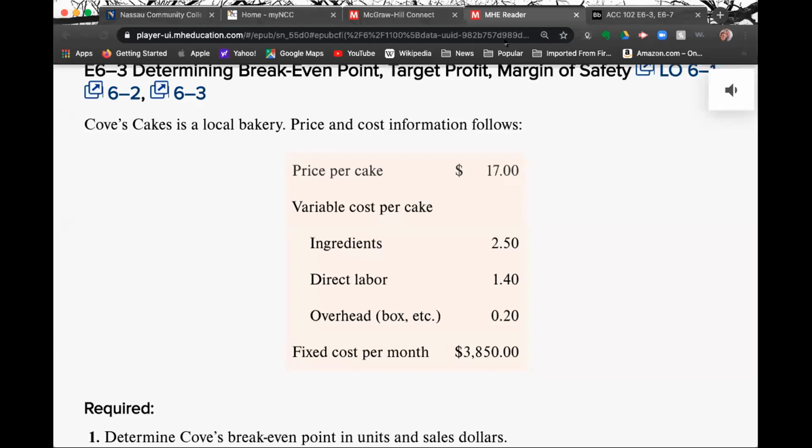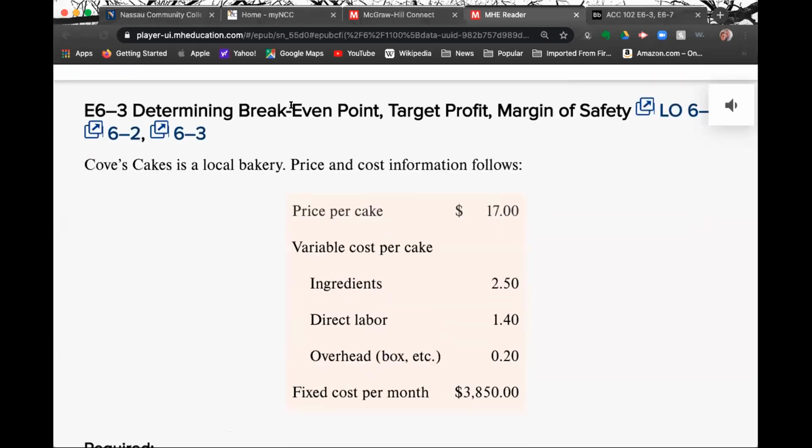Chapter 6 homework. 2 exercises. Exercise 6 and exercise 3 and 7. So let's take a look at exercise 3. Determining break-even point, target profit, margin of safety. All right, here's the problem.